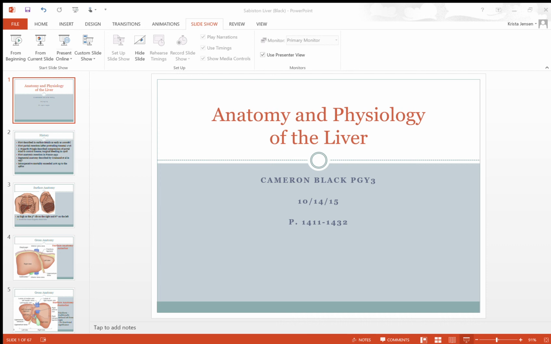Okay, so that does it for benign liver. Kind of a quick talk for a long chapter. There's obviously a lot more details in the chapter, which I encourage you to supplement your reading with.